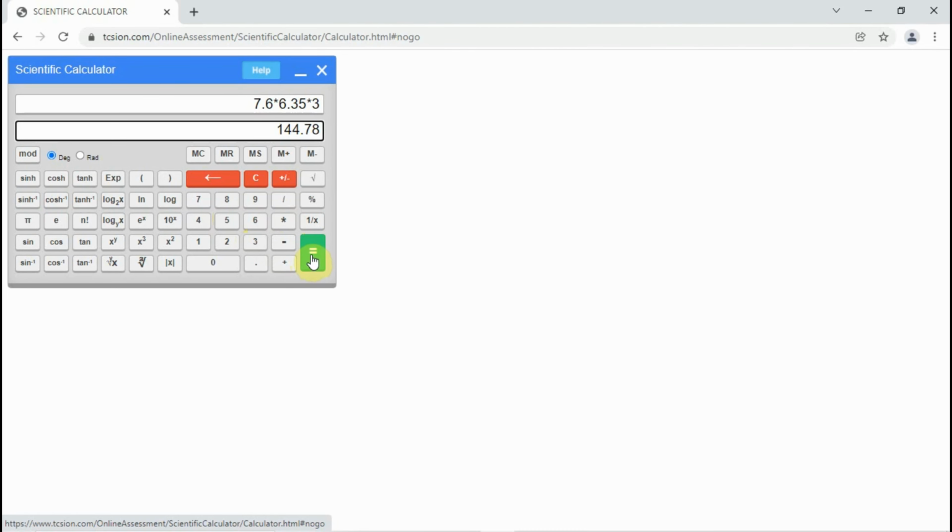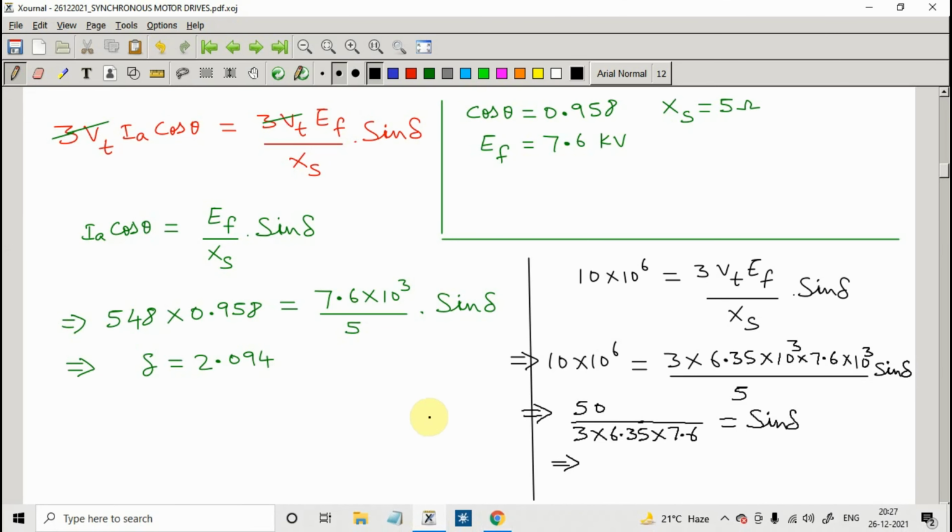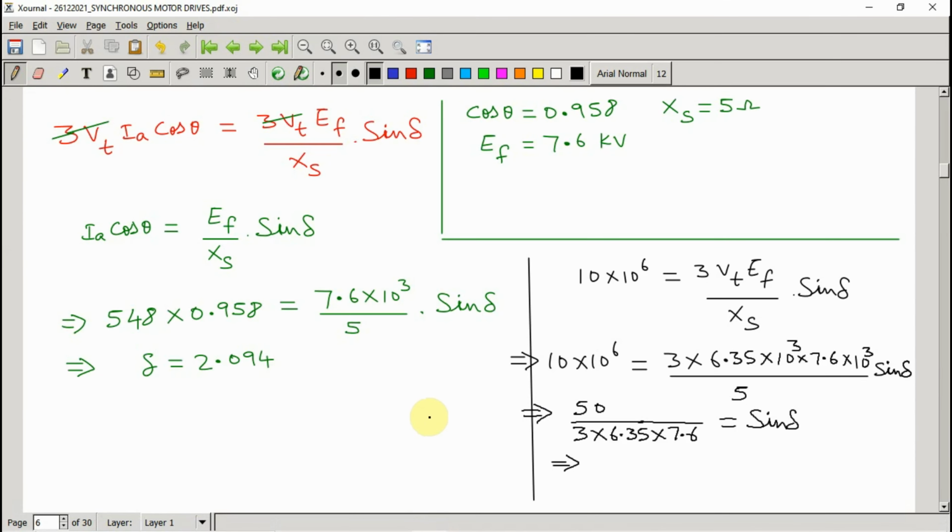So this is what is coming. Now if I take the reciprocal and then multiply by 50, which was there in the numerator, it is coming 0.345. Now if I take the sine inverse of this, the angle is coming as 20.20. So the value of delta will be 20.20. Maybe some silly mistake or calculation might be the problem, otherwise the thing would have been the same.